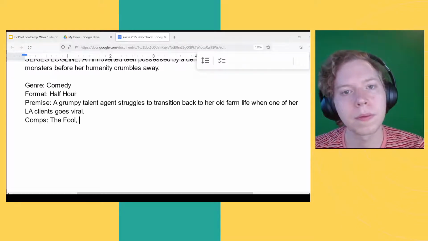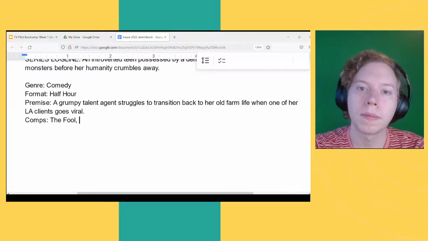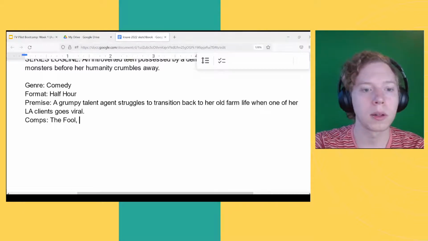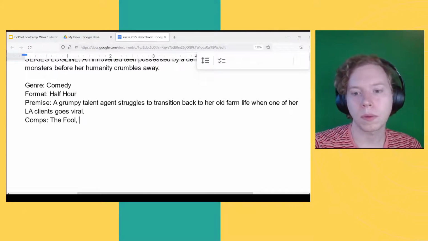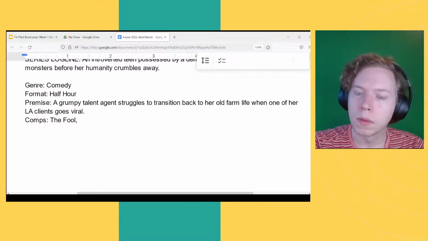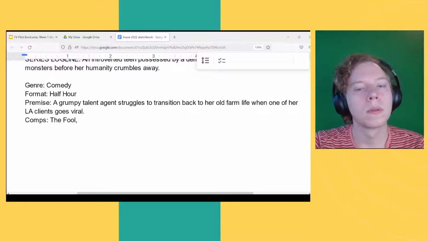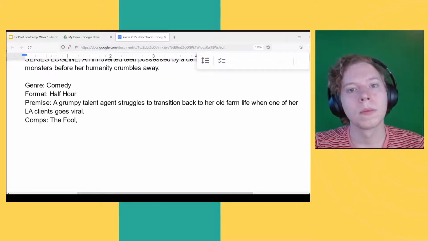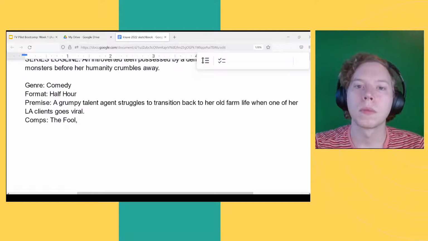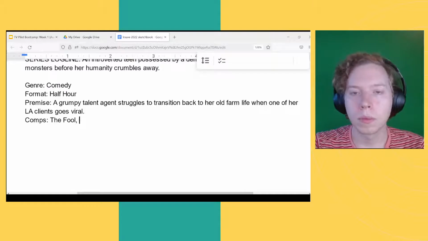Yeah, so basically, LA will still be the main setting. She was going to move back to her farm and go back to her old farm life, but when one of her clients goes viral, she's in this dilemma of, do I stay here to help my client or do I leave? And she keeps trying every episode to find a way out of LA, but something keeps bringing her back to LA, whether it's the same client or a scandal.